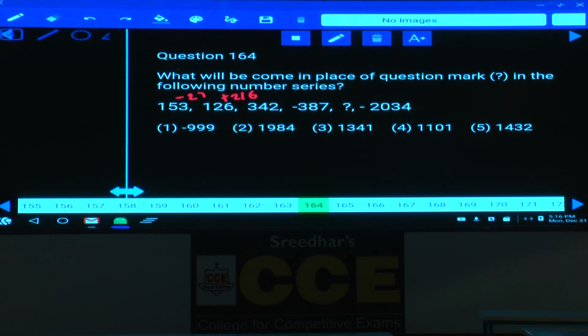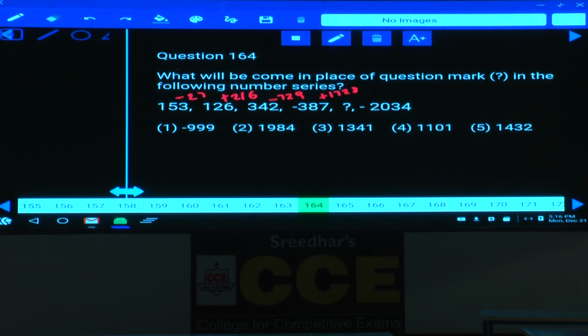Minus 27 and plus 216. And 342 and 387, tell me what is the difference here? Here the difference is minus 729. What are these numbers? 3 cube, 6 cube, 9 cube. Next one is 12 cube.